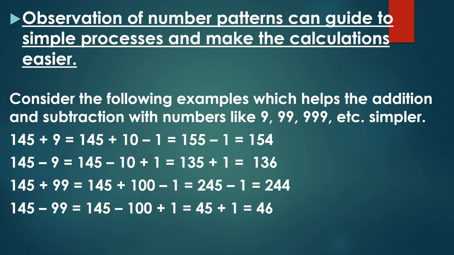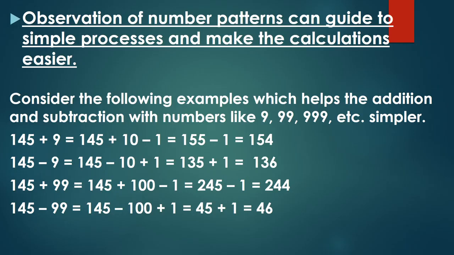145 plus 99. What is 99? How can we write down 99? We can write down 99 as 100 minus 1. So same I have written here. It is 145 plus 100 minus 1. 145 plus 100 is 245. Now 245 minus 1 is 244.